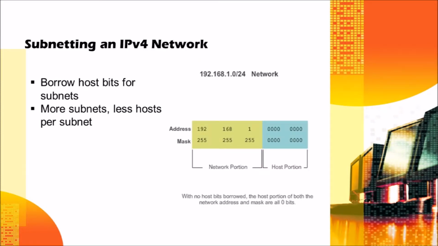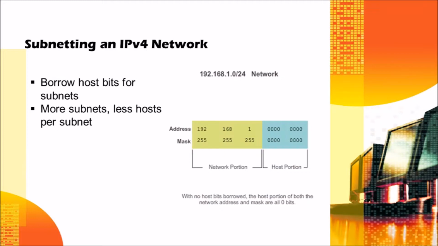IPv4 subnets are created by using one or more of the host bits as network bits. This is done by extending the mask to borrow some of the bits from the host portion of the address to create additional network bits. The more host bits are borrowed, the more subnets that can be defined. For each bit borrowed, the number of subnetworks available is doubled. For example, if one bit is borrowed, 2 subnets can be created. If 2 bits are borrowed, 4 subnets are created. If 3 bits are borrowed, 8 subnets can be created, and so on. However, with each bit borrowed, fewer host addresses are available per subnet.